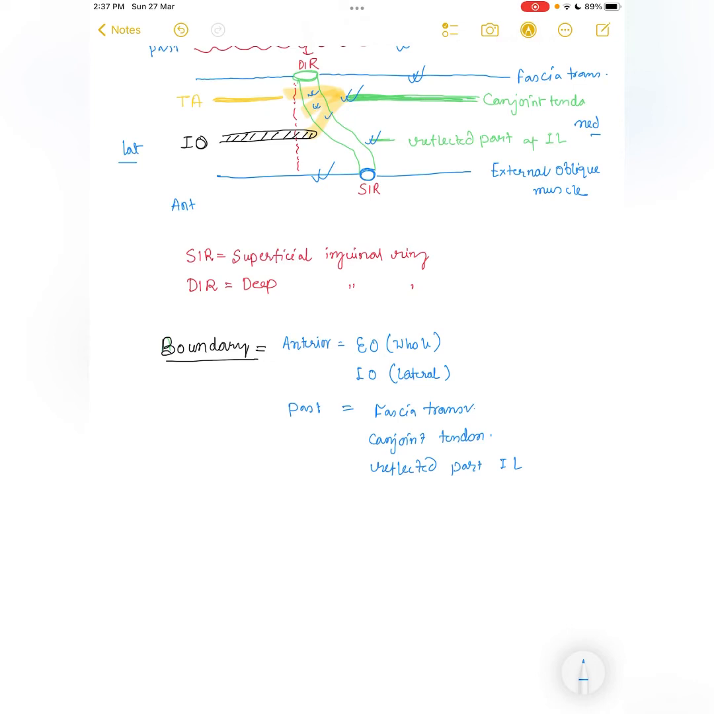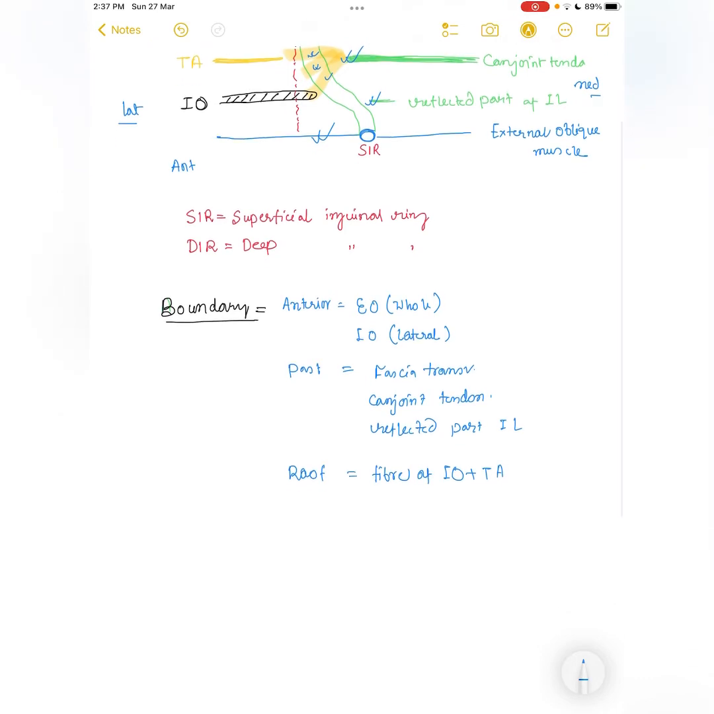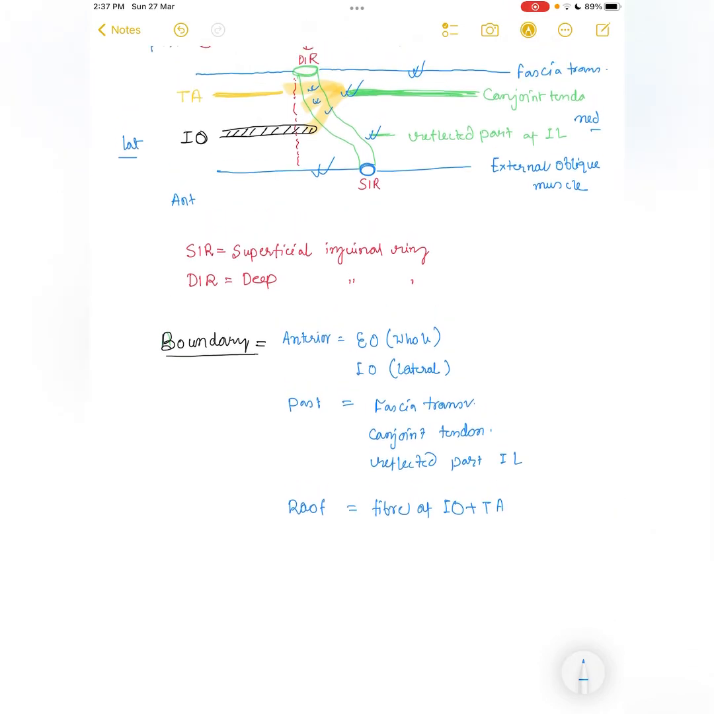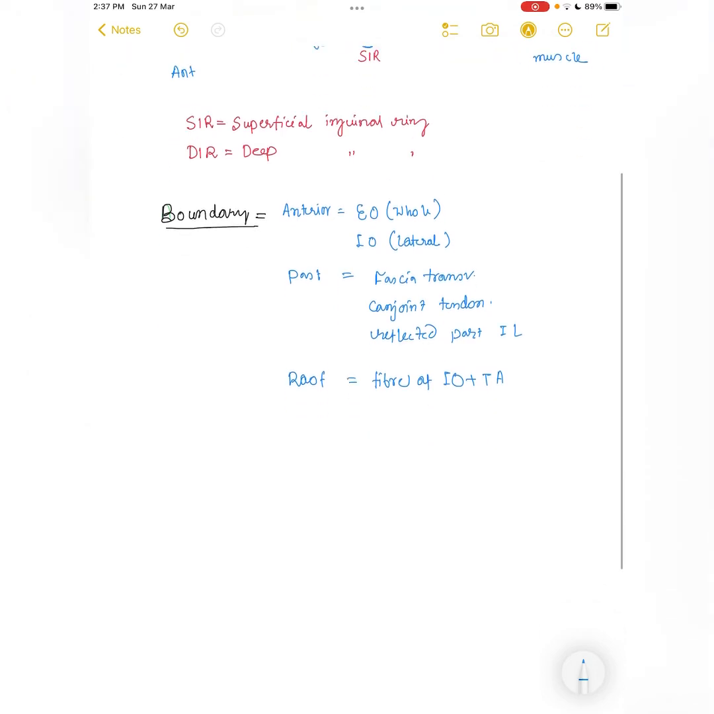So the roof is formed by fibers of the internal oblique with transverse abdominis. Very, very important: transverse abdominis is not forming its anterior boundary, it is outside. And ultimately the floor is by the inguinal ligament, which is the continuation of the external oblique aponeurosis, and some part of the lacunar ligament.